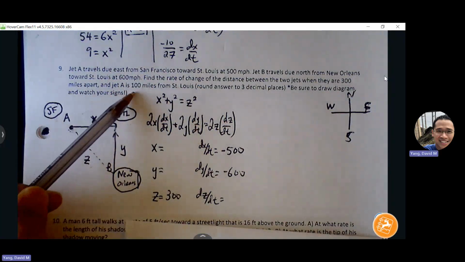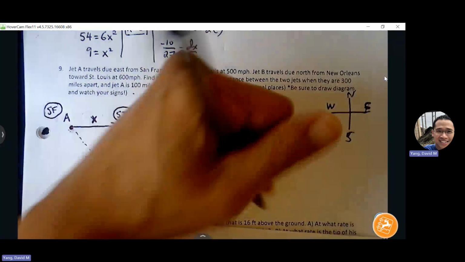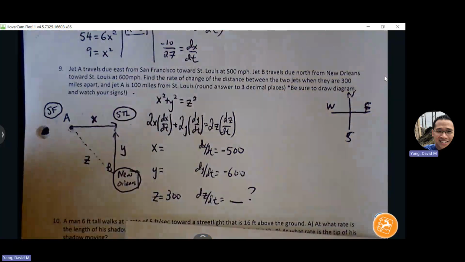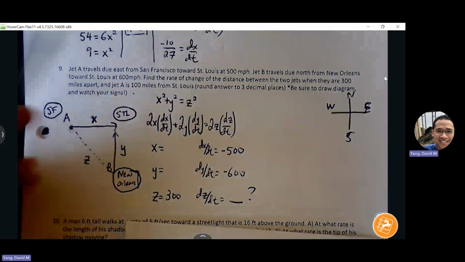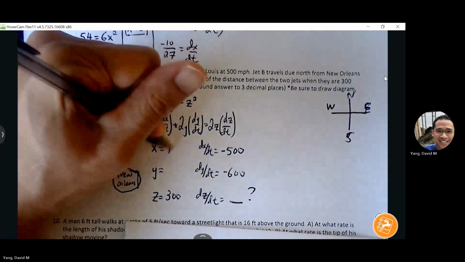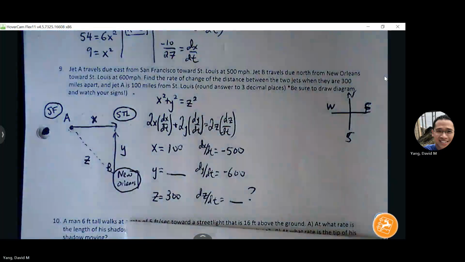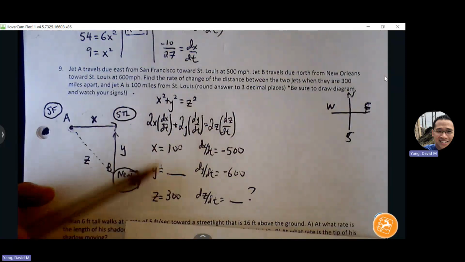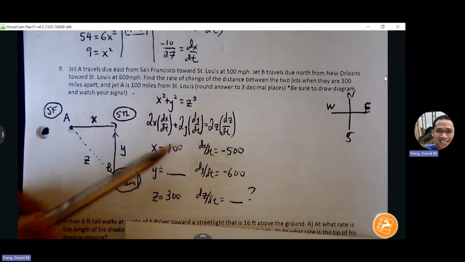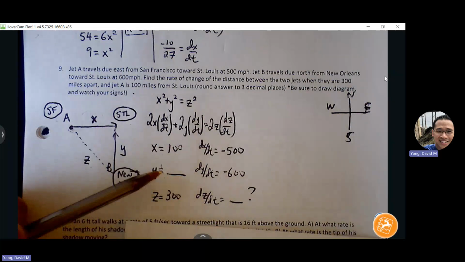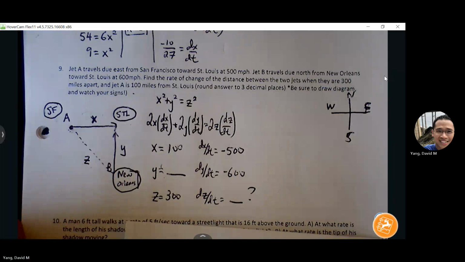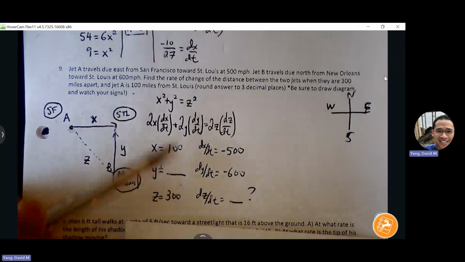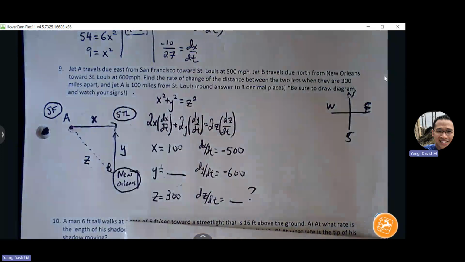Jet A is 100 miles. Yeah, we're looking for dz/dt, right? Jet A is 100 miles. So Pythagorean theorem can get you to y. Careful, it's not just 100, 200, 300. That's not a Pythagorean triple, so you got to go through it. It's going to be a decimal value. But once you get that, then everything is just in the calculator and solve for dz/dt.